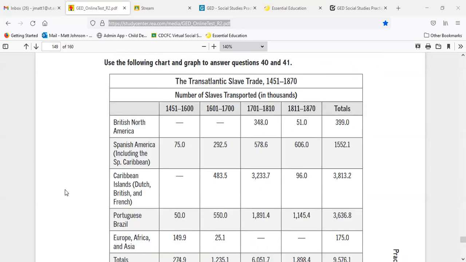Okay, and then we have a chart. So using the following chart and graph, we have a chart and a graph to answer questions 40, 41. So first off, this is about the transatlantic slave trade, which we discussed early on when I was talking about history. So from 1451 to 1870, we have the number of slaves transported in the thousands by a time frame of about 99 years. So yeah, right around 100 years.